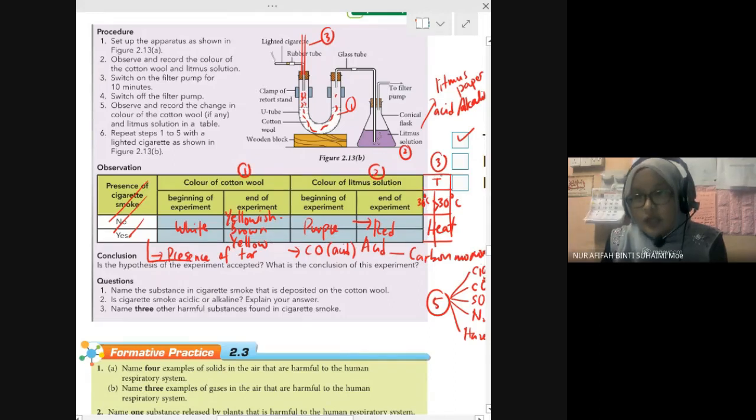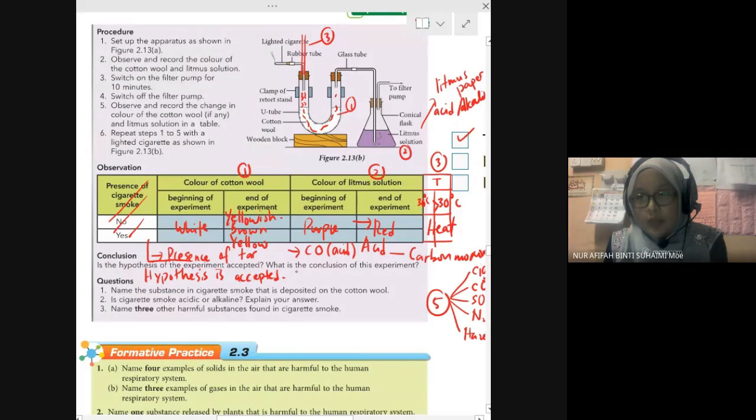If your results are correct, follow the theory that you have learned. If the results are true, so a hypothesis is accepted. You write down first, the conclusion is hypothesis is accepted. Bila kita buat eksperimen, betul lah asap rokok ni ada tar. Betul lah asap rokok ni ada asid. Based on the result ataupun observation yang kita buat. So, hypothesis is accepted. And then, baru you buat balik hypothesis.